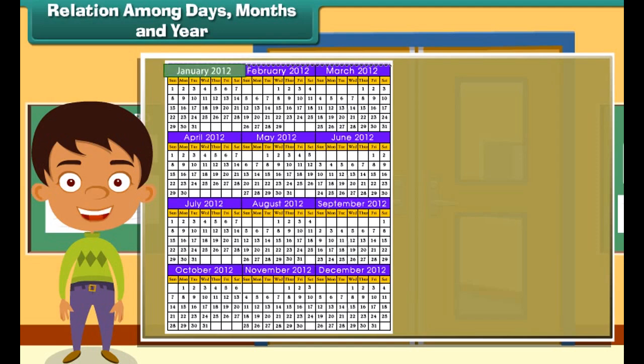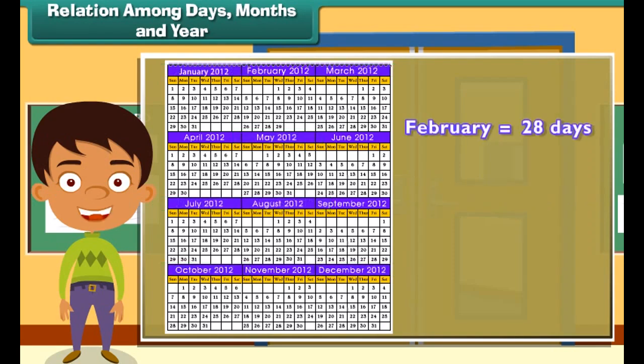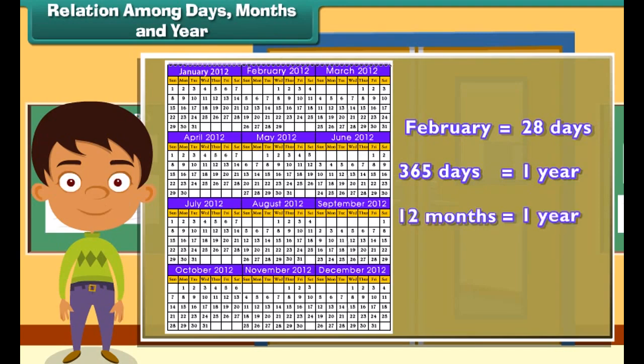The months January, March, May, July, August, October, and December have 31 days each. 1 month is equal to 31 days. February has 28 days. There are 365 days in a year. There are 12 months in a year. It means 12 months is equal to 365 days.